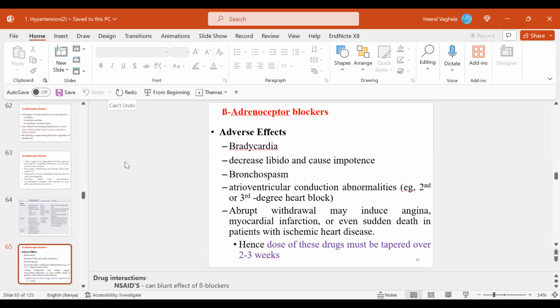Okay, so you can't just stop these beta blockers. You have to taper off the dose over 2 to 3 weeks.